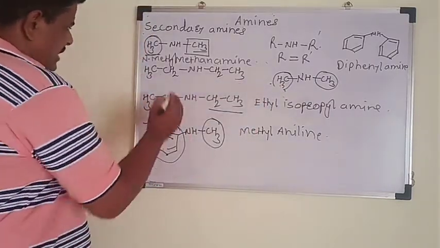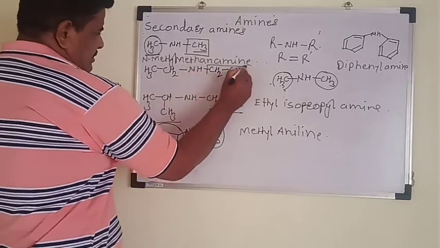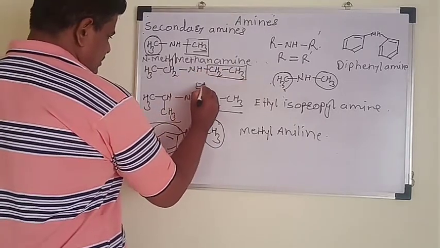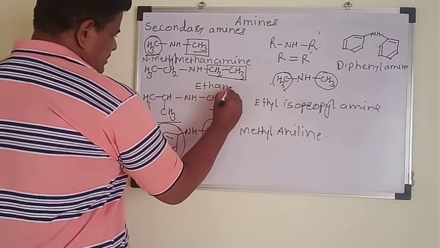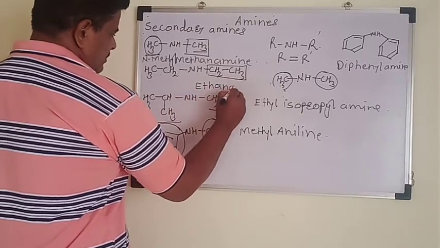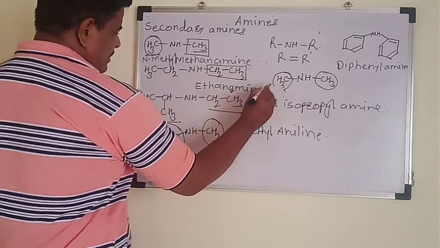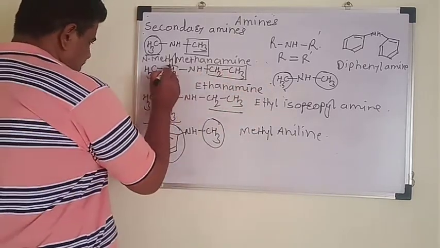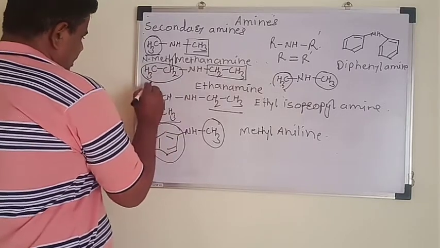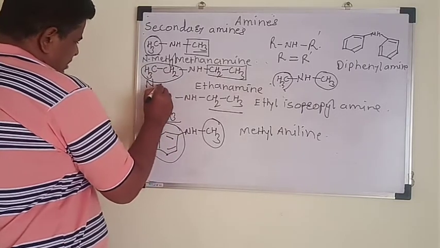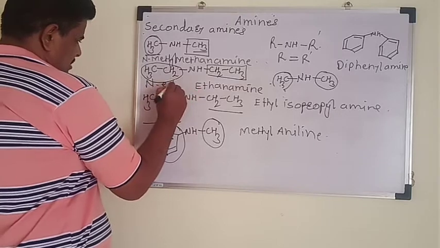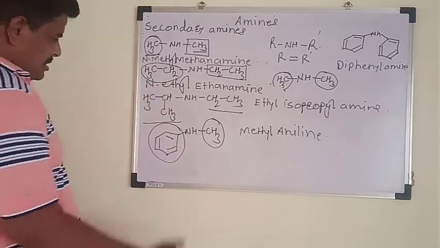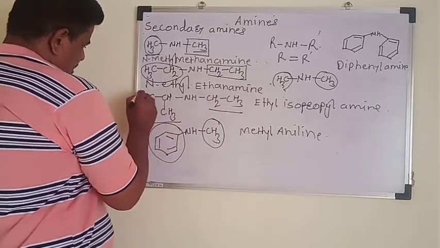Then second example is this. Select longest chain of carbon. Its name is ethane. Replace this E by amine. So it becomes ethanamine. Substituent is present on the nitrogen. It is ethyl, so its name is N-ethyl ethanamine. Now here two different substituents are present.